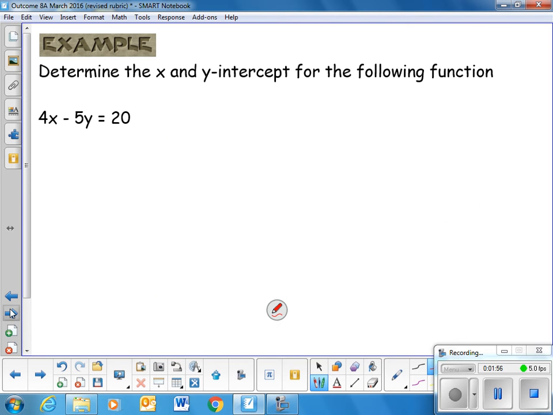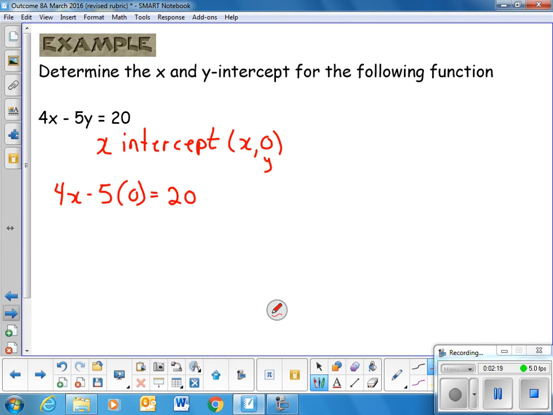Determine the x and y-intercept for the following function. So same idea, just some more practice. Let's start with our x-intercept. Reminder that the x-intercept is going to be x and 0, so we have to put 0 in for y. So 4x minus 5 times 0 equals 20. 5 times 0 is 0, so that's gone, and we're left with 4x equals 20. To get the x by itself, we're going to divide both sides by 4, and we end up with x being equal to 5. Means that our x-intercept is 5, 0.